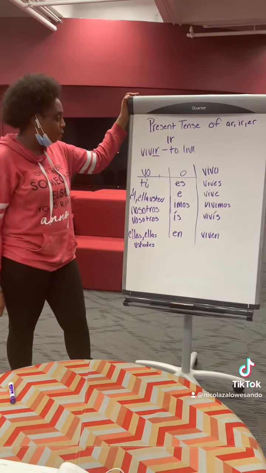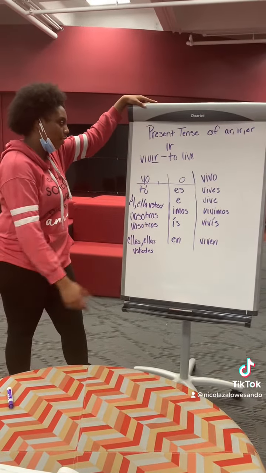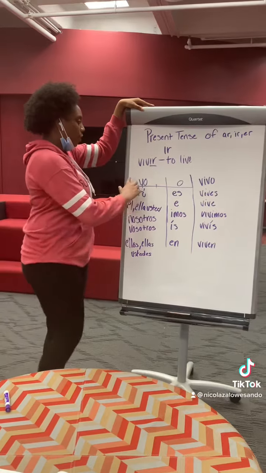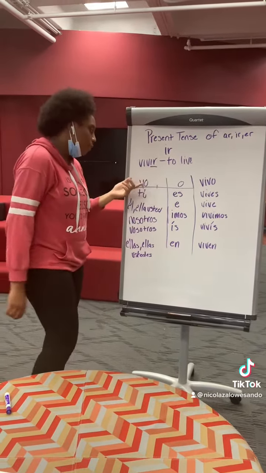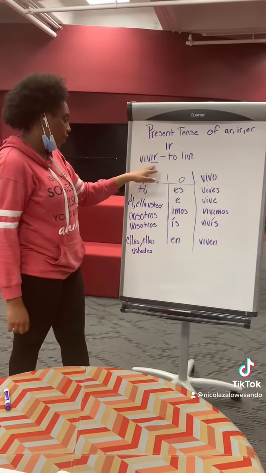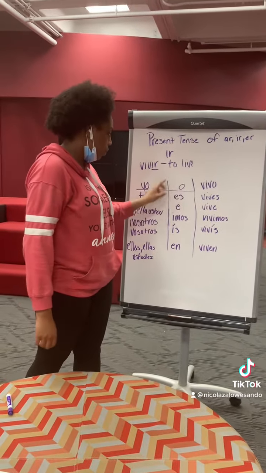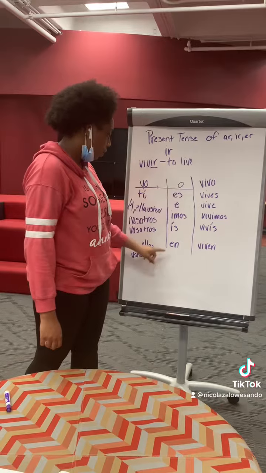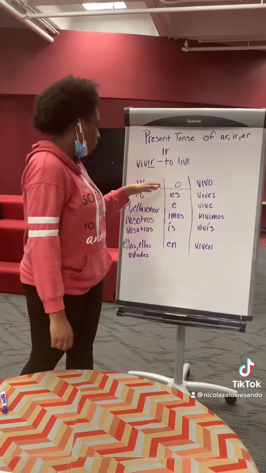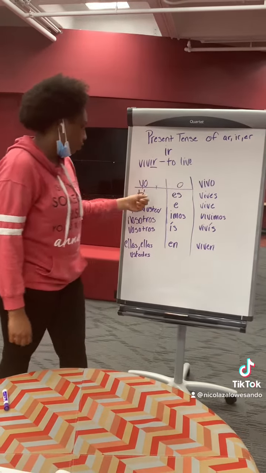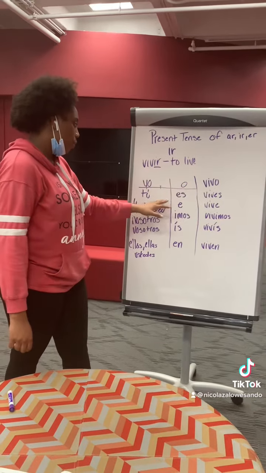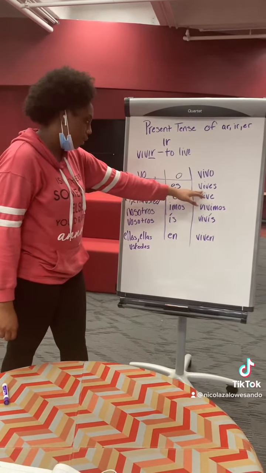Alright. Now, present tense, IR. A good example would be vivir, which means to live. And like in the ARs, you're taking off the ending of the word and you're just separating and replacing it with these. So when you're using yo, you would use vivo. When you're using tú, it's vives.